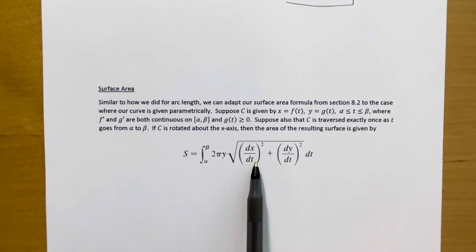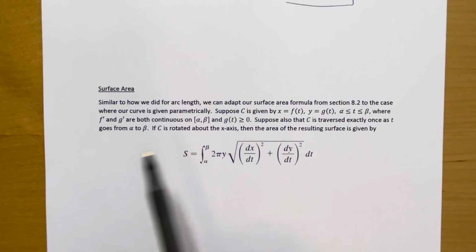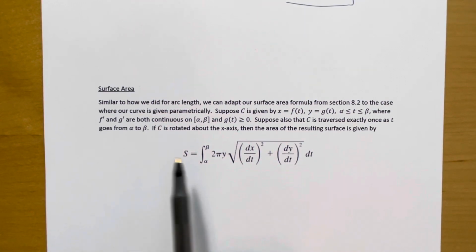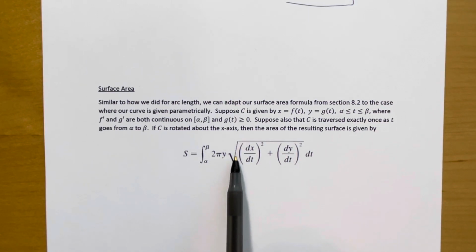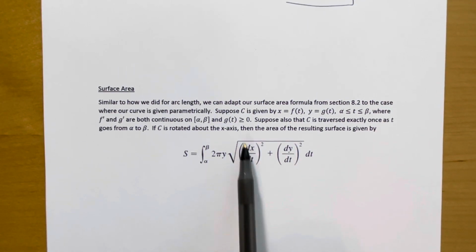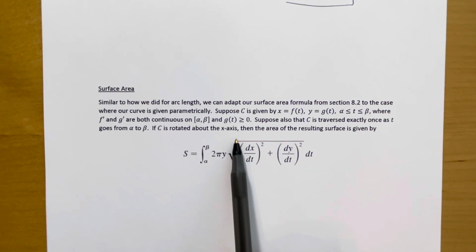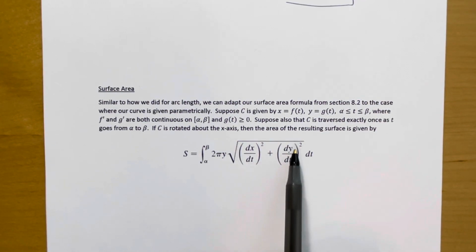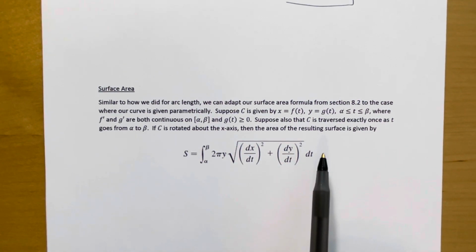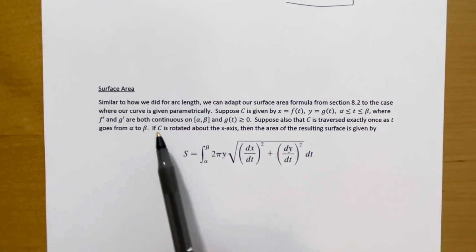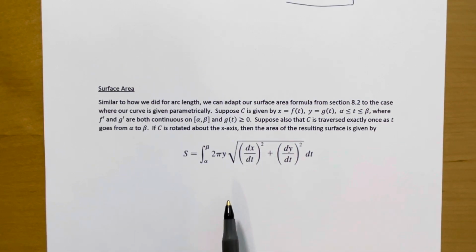Now, if you remember the surface area formula back in 8.2, it looked very similar to this. We gave it a few different forms, but the difference here is that in 8.2, the square root here would look like 1 plus dy dx squared. It's the same thing that you have in your integrand for your arc length formula. In the previous video, we showed that exact same integrand turns into this when we have parametric equations for our curve. So as expected, the same change happens in our surface area formula.